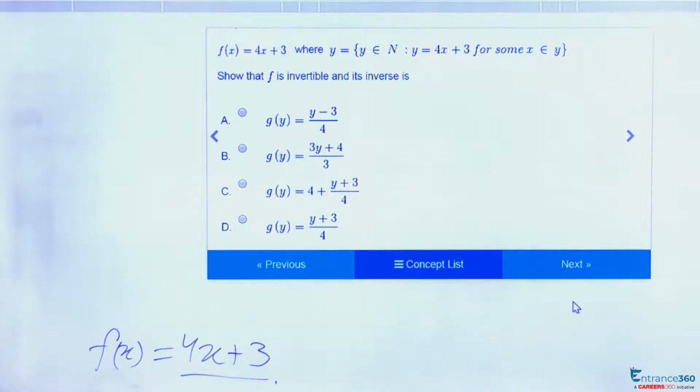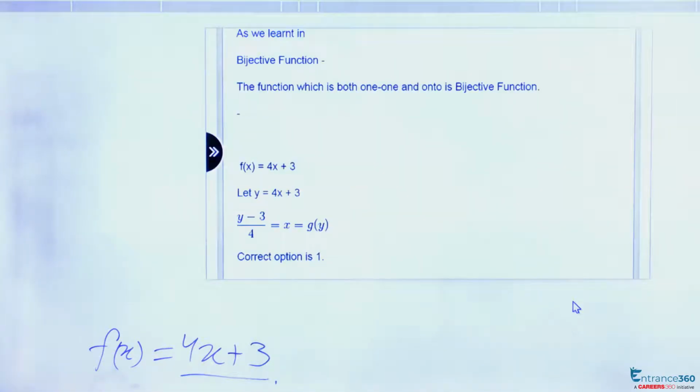So what concept will we use here? We will use a very easy concept to check whether f is a bijective function or not. f should be both 1-1 and onto. What is the condition for 1-1? As I can clearly see, this is an equation of a line.